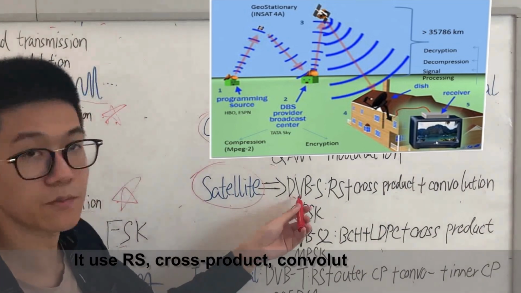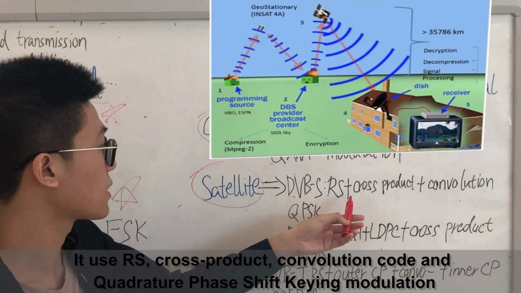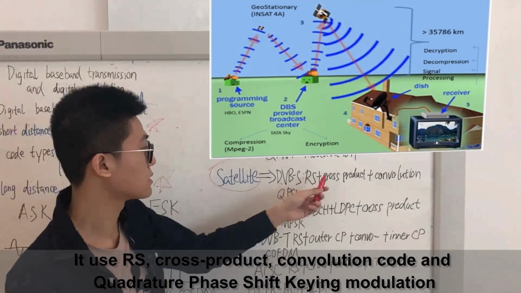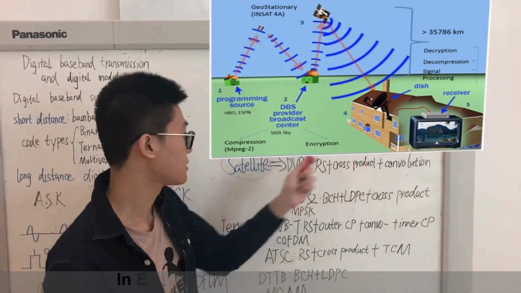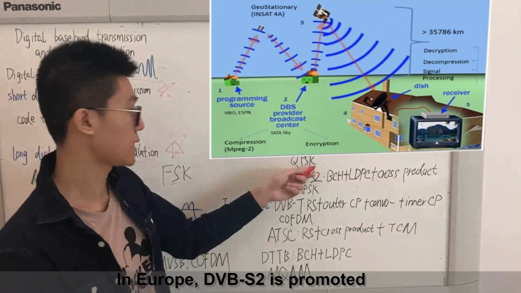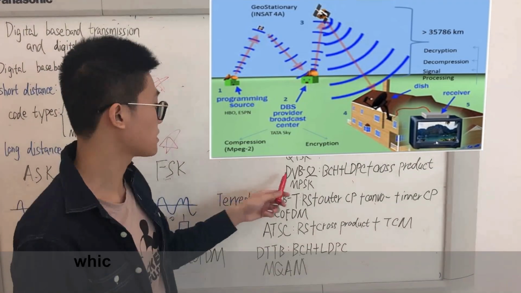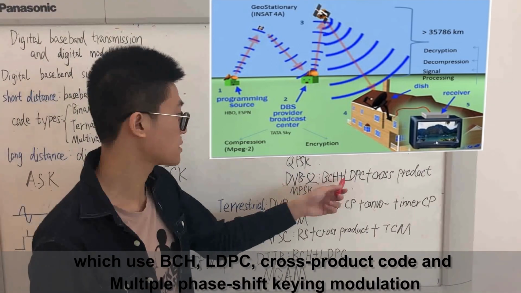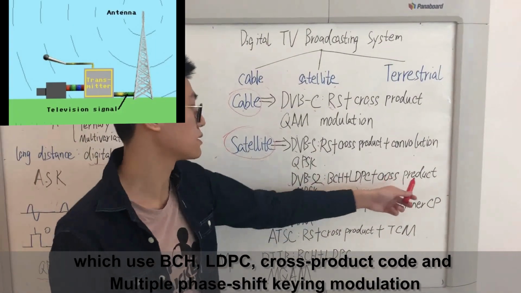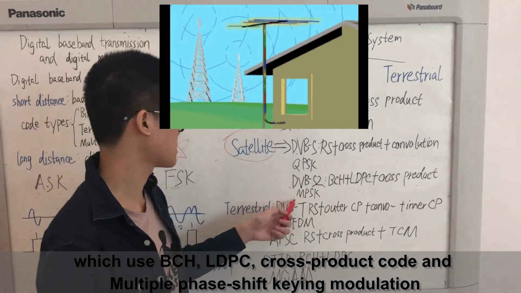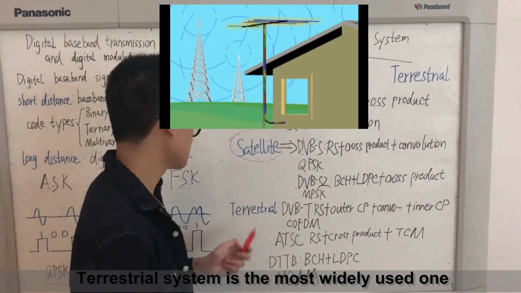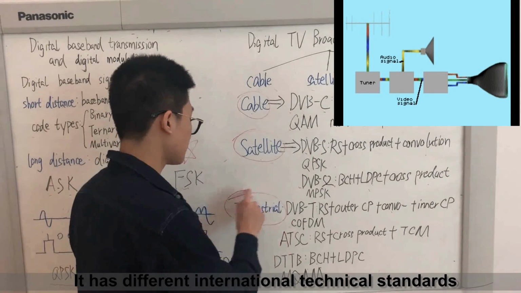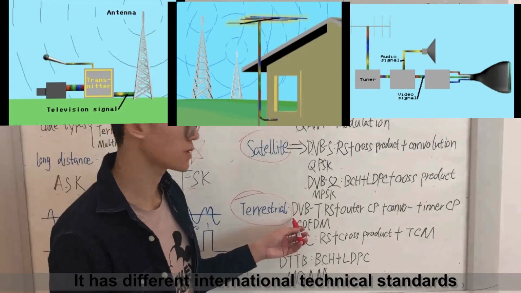It uses RS code, cross-product code, convolutional code, and quadrature phase shift keying modulation. In Europe, DVB-S2 is promoted, which uses BCH code, LDPC code, cross-product code, and multiple phase shift keying modulation. The terrestrial system is the most widely used one. It has different international technical standards.